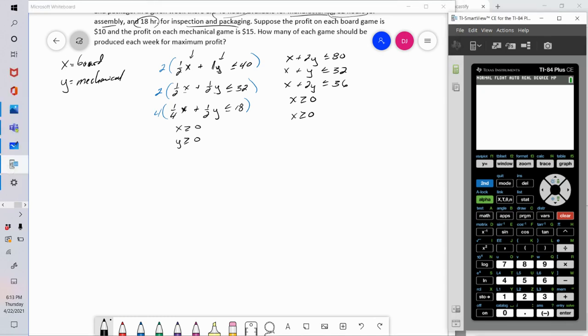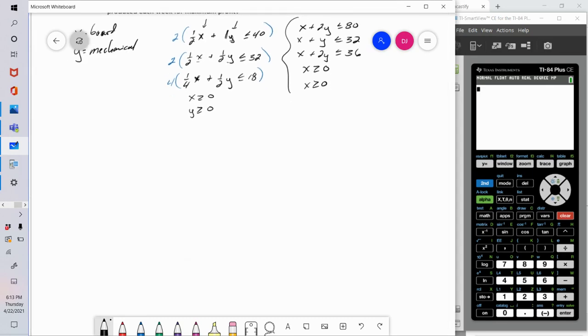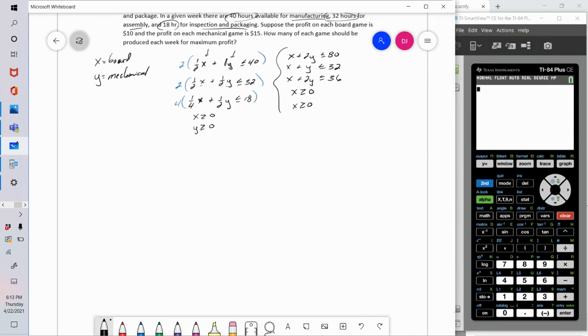Okay, so now that we have these inequalities cleaned up, no fractions or whatever, now what we're going to do is we're going to make this a little bit smaller so I can see more of my page.